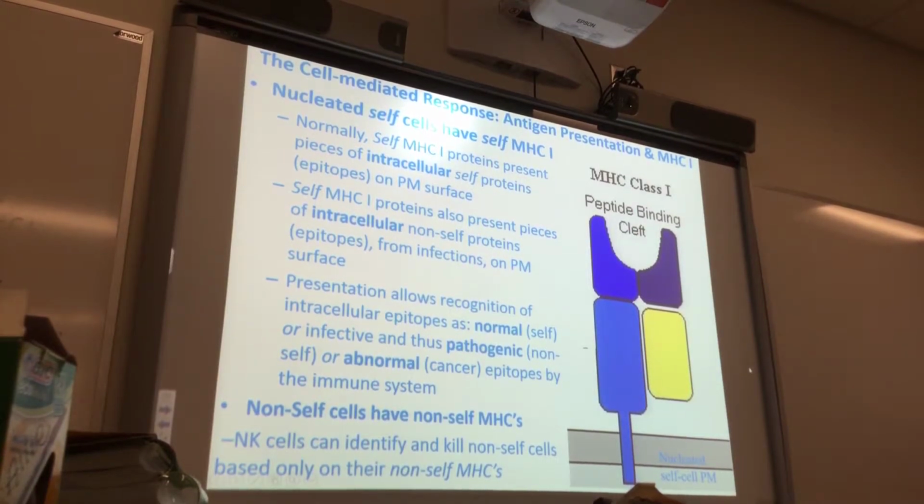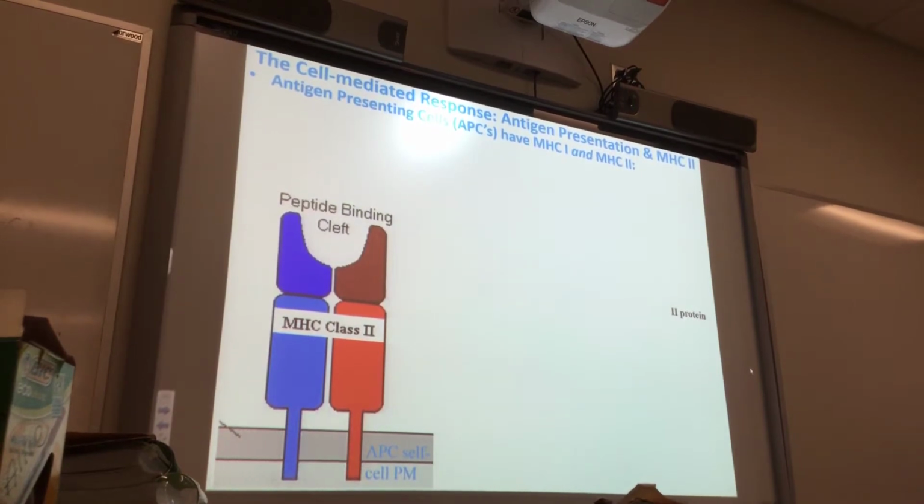That was MHC class 1. But guess what? There's an MHC class 2 as well. So this is a cartoon of MHC class 2. It's got 4 pieces to it as well: 1, 2, 3, 4 pieces of protein. But look, it's got 2 stalks that can connect to the plasma membrane.